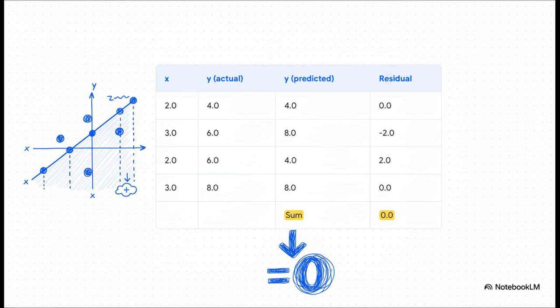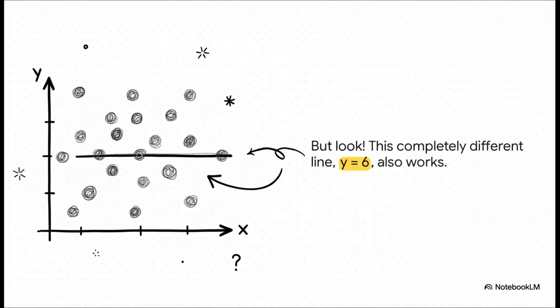For the third, our line predicted 4, but the real value was 6, so that's a +2. And when we add it all up, yep, we get 0. It seems like we found it, our best line. But wait a minute. Let's try a totally different line.